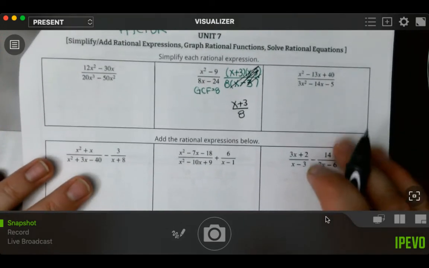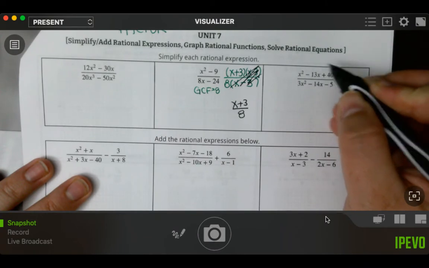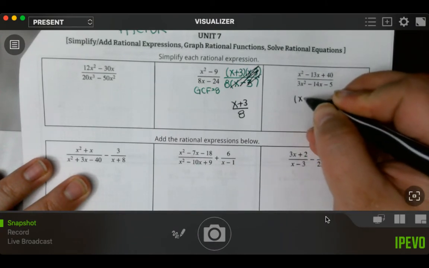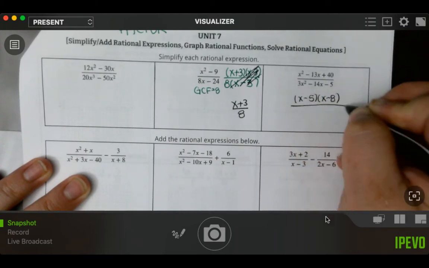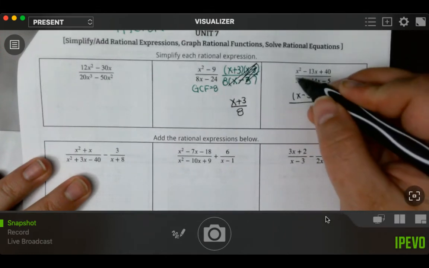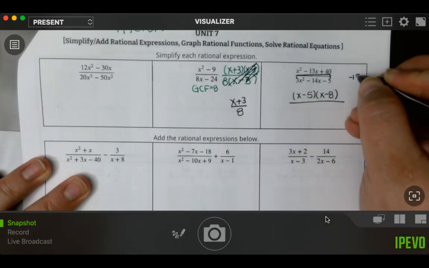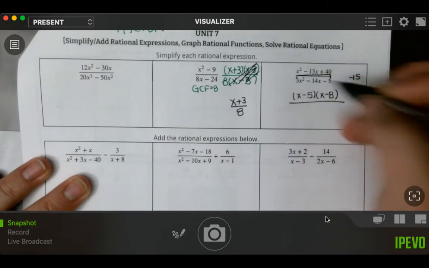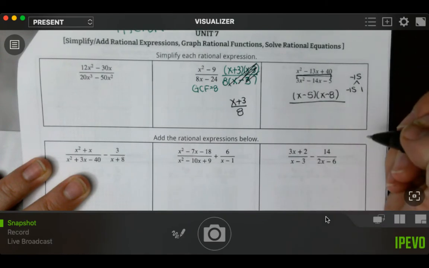Okay, I'm going to go over how to factor this bottom part. The top part is 2 numbers that multiply to 40 and add to negative 13. That is negative 5 and negative 8. On the bottom, though, you have to find 2 numbers that multiply to 3 times negative 5, which is negative 15, and add to negative 14. That's negative 15 plus 1.